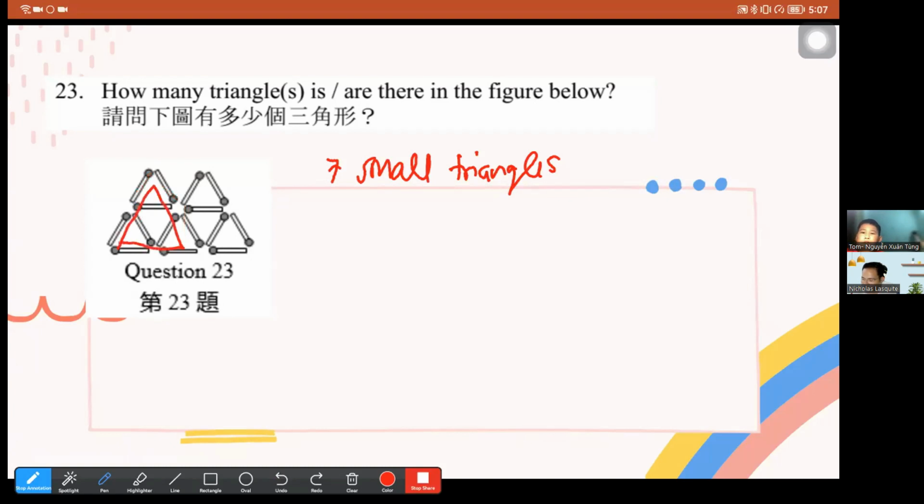So this one and this one. There are only two bigger triangles. So you just need to plus 2. So the answer here is 9.